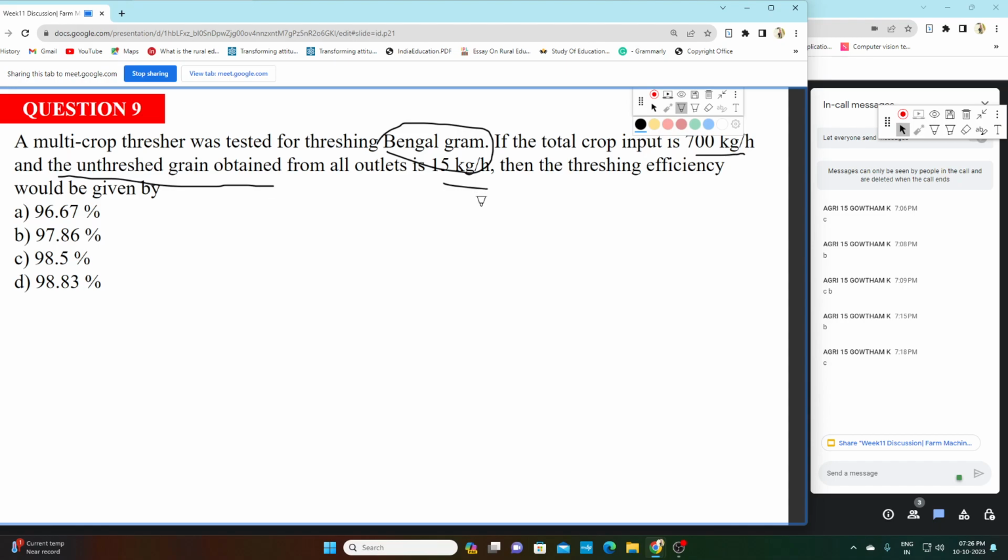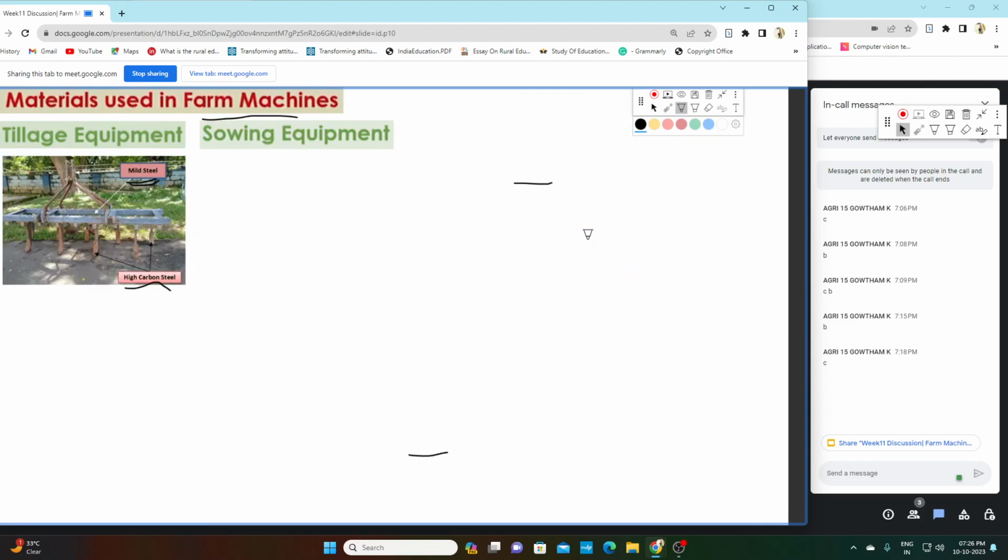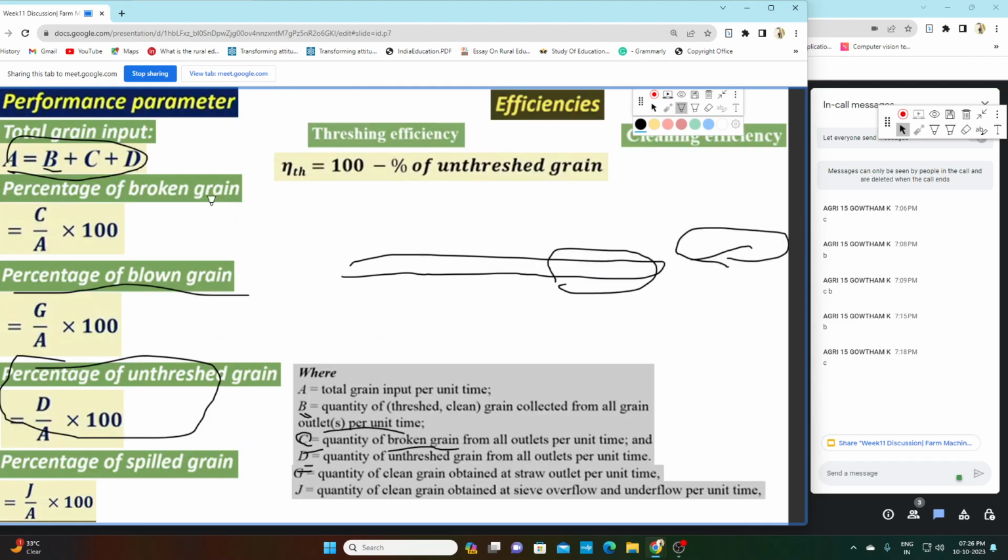Then the threshing efficiency. So the threshing efficiency eta, I already told you, is equal to 100 minus C by A. Okay, so let's move to the formula. Threshing efficiency is 100% minus the percentage of unthreshed grain. So unthreshed grain is C by A into 100%.